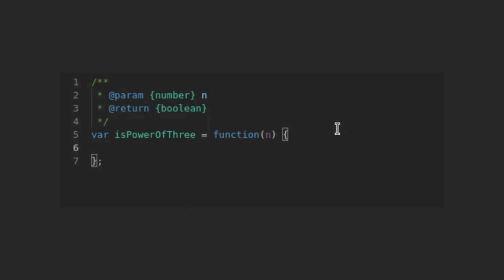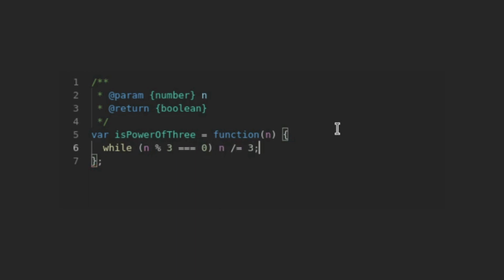The first solution I'm going to show you is a loop. We're just going to take the input n and keep dividing it by 3 until we get the number 1. At any stage where we divide by 3, we're going to check if there is a remainder. So we can create a while loop and check n modulus 3. If it is equal to 0, we're just going to keep dividing it by 3.